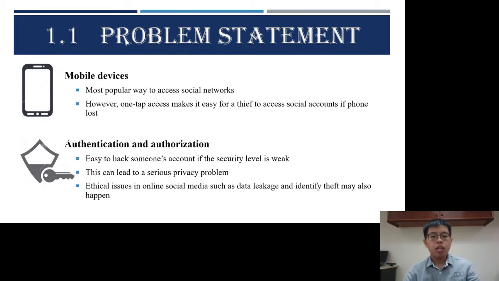If the authentication and authorization are weak, this can lead to serious privacy problems. Ethical issues in online social media, such as data exploitation, may also happen if the authentication is not strong enough.